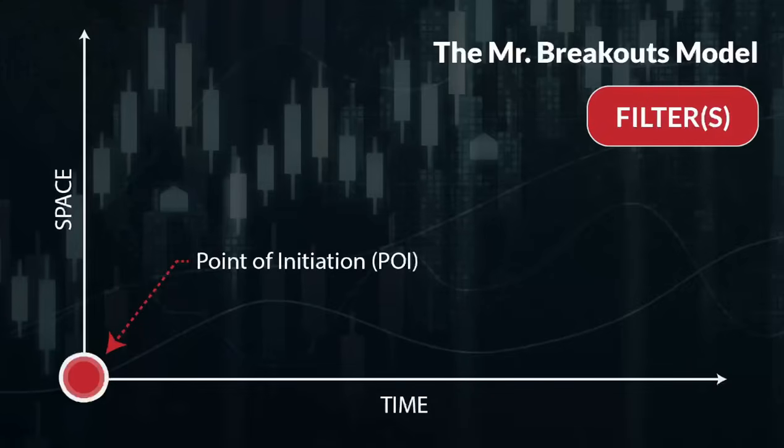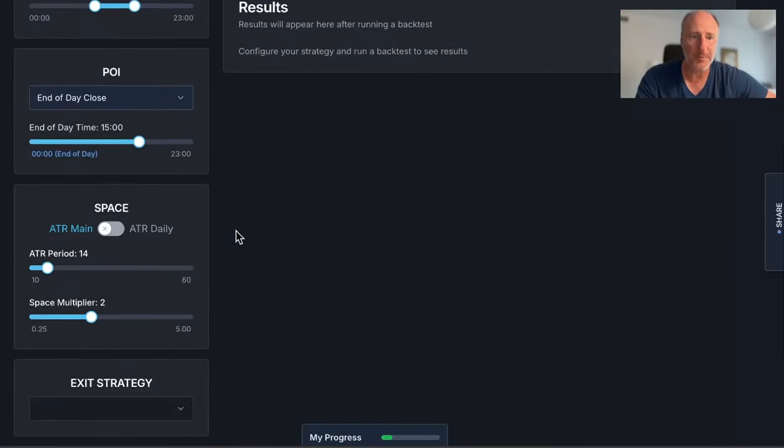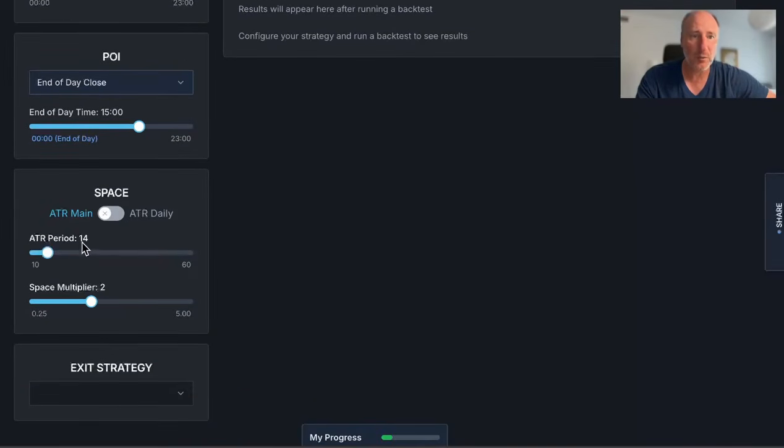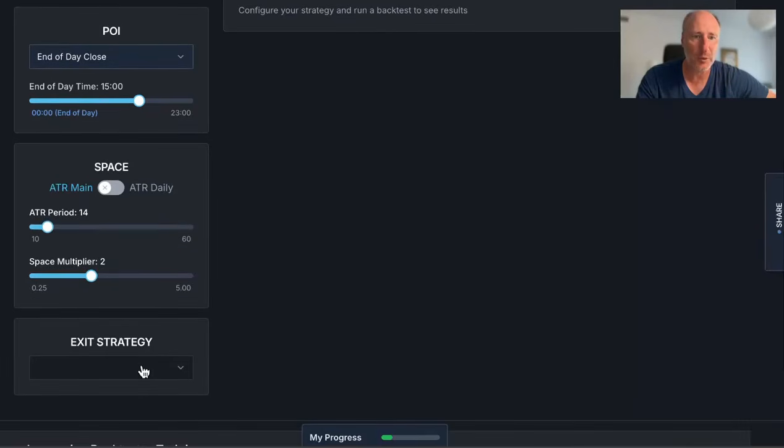Again, let me go back to this formula. We just set the point of initiation, which is yesterday's close, and then we calculate the long breakout space itself, which is just a multiplier of ATR. Very simple. There's a bunch of other videos on this channel where you can study more about the formula. So we can keep period 14 for ATR, and we can set the multiplier to 2.